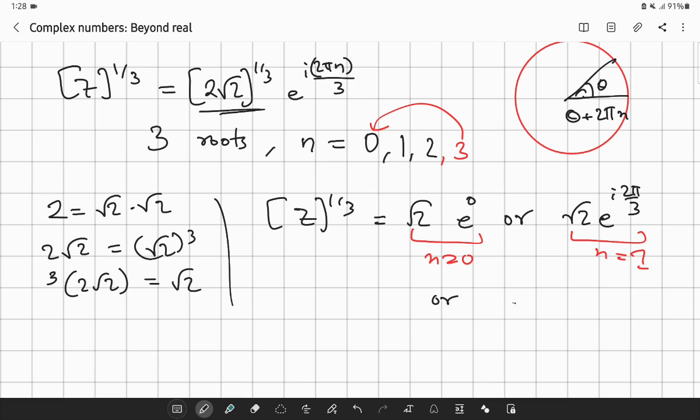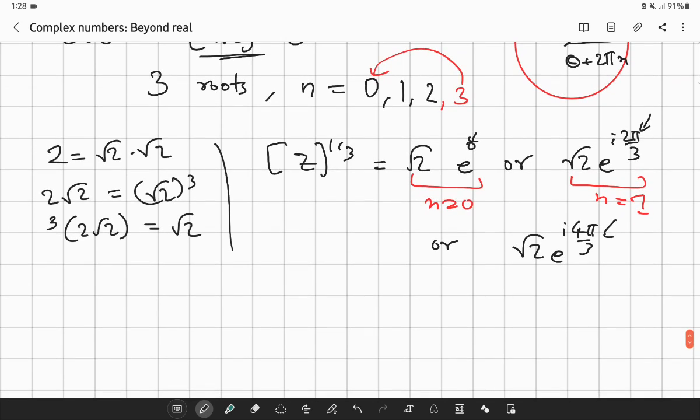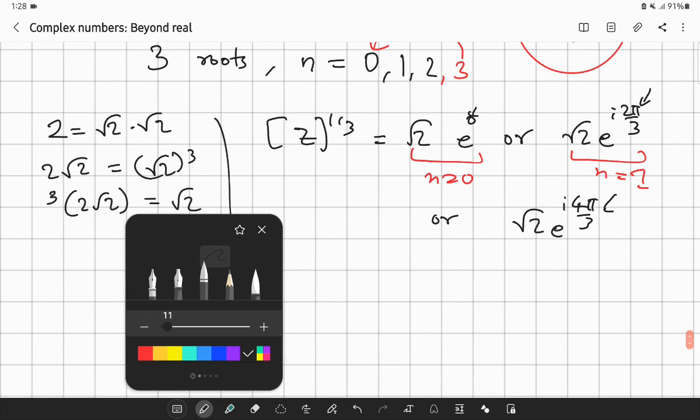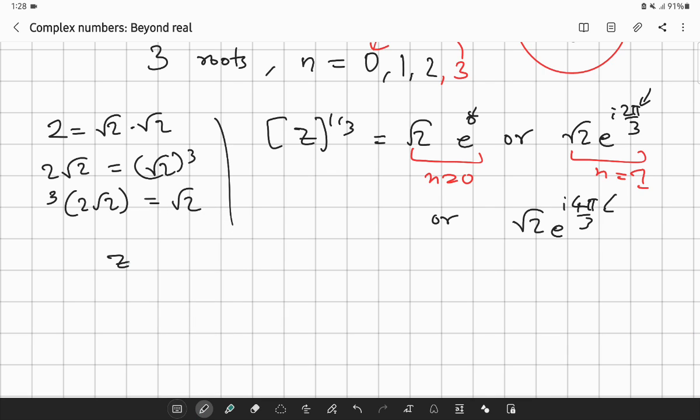So in that case, I have square root of 2 e raised to I. 2 times 2 is 4, so I have 4 pi over 3. Now you can simply plug these values in your calculator and you'll get the answer. There's no magic behind this. So let's denote, when n equals 0, I denote the cube root as z0. z0 is simply square root of 2 times e raised to 0, which is simply square root of 2.